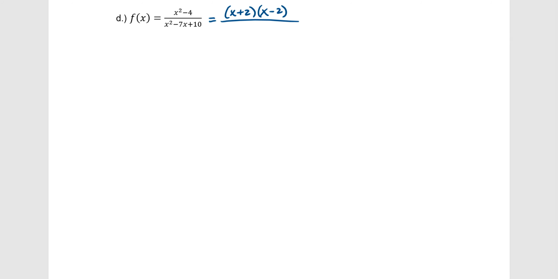The denominator is a trinomial quadratic. Two numbers that multiply to 10 and add to -7 are -5 and -2, so that factors to x minus 5 times x minus 2. The x minus 2's cancel, and we're left with x plus 2 over x minus 5. Okay, so I'm going to run through and just fill in the y-intercept, x-intercept, and vertical asymptote real quick.